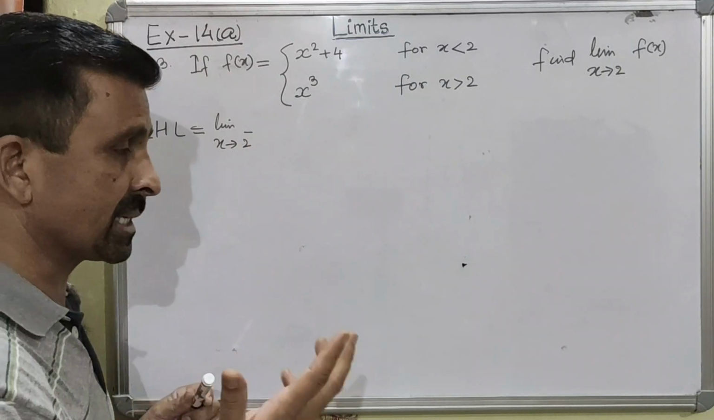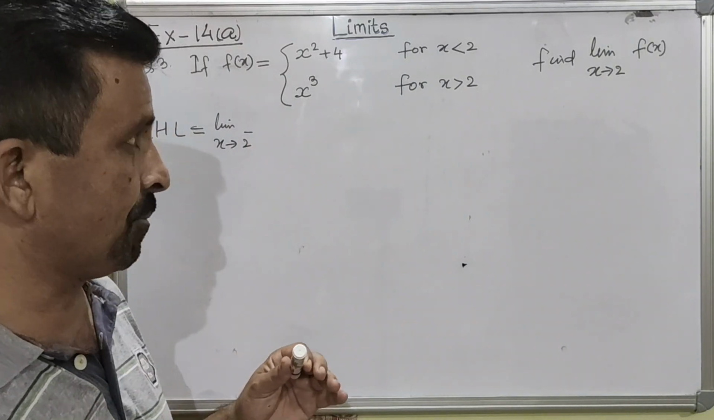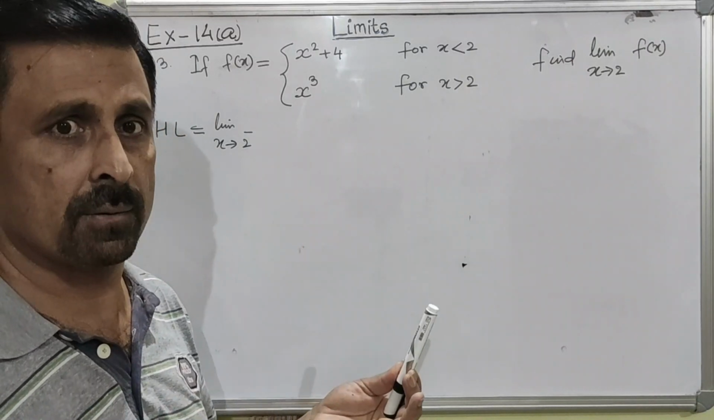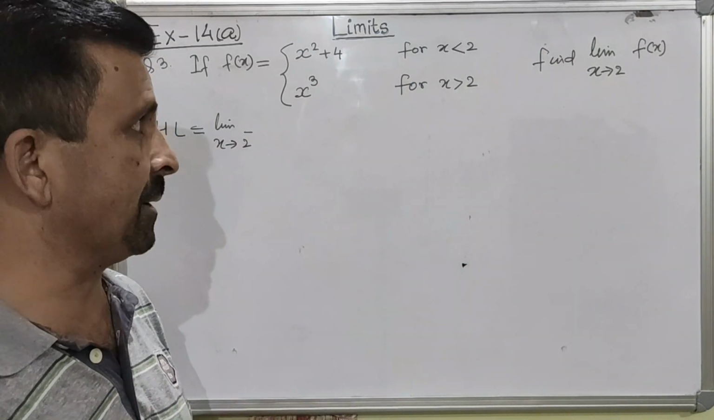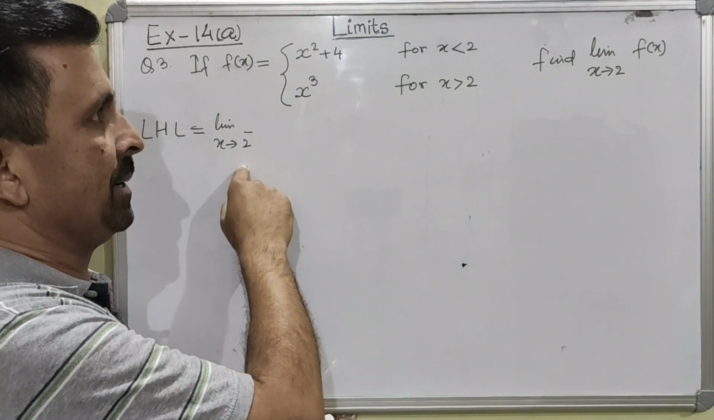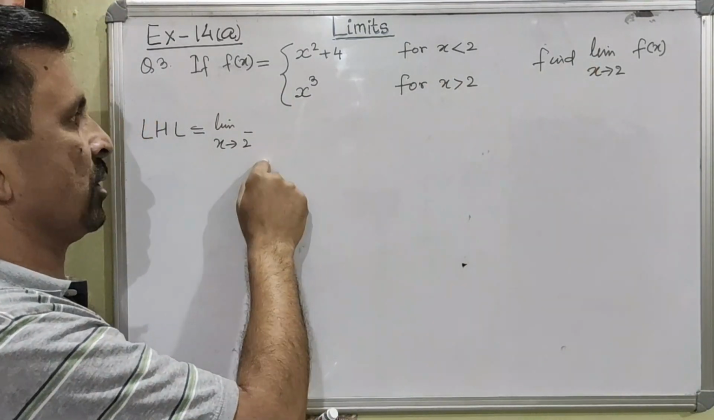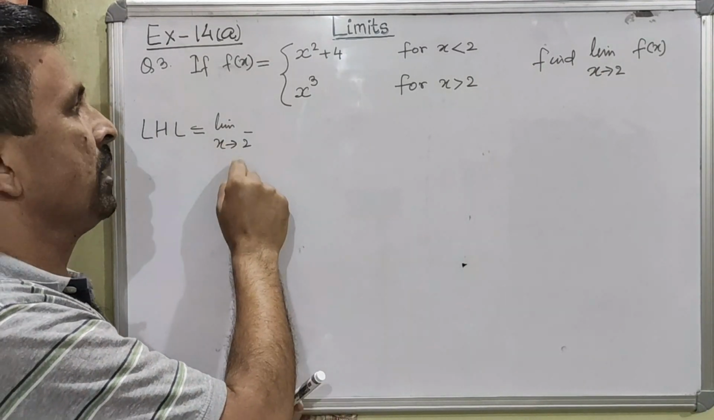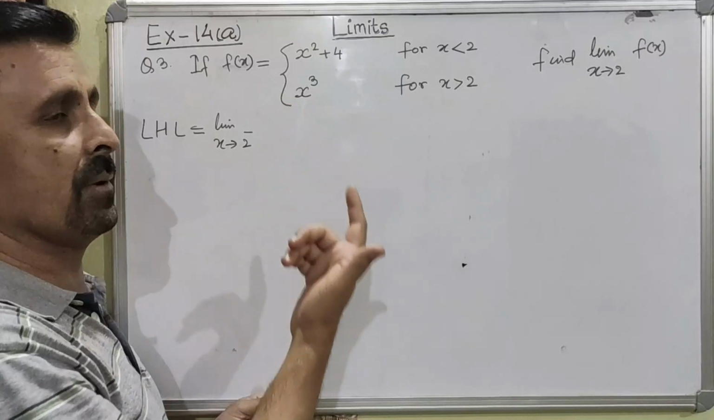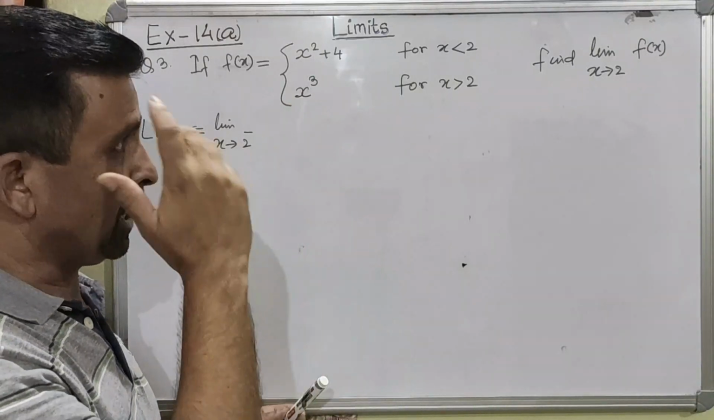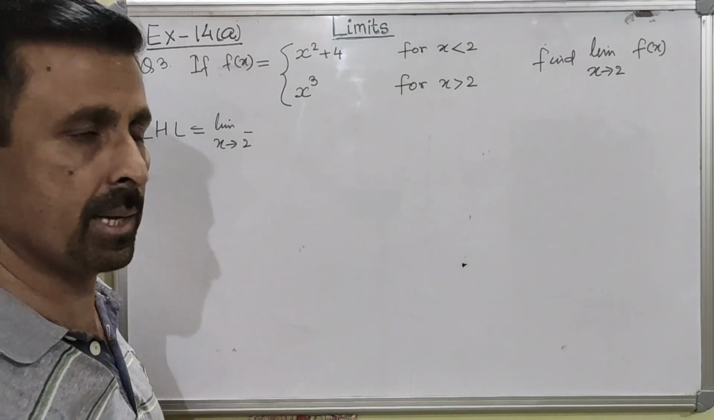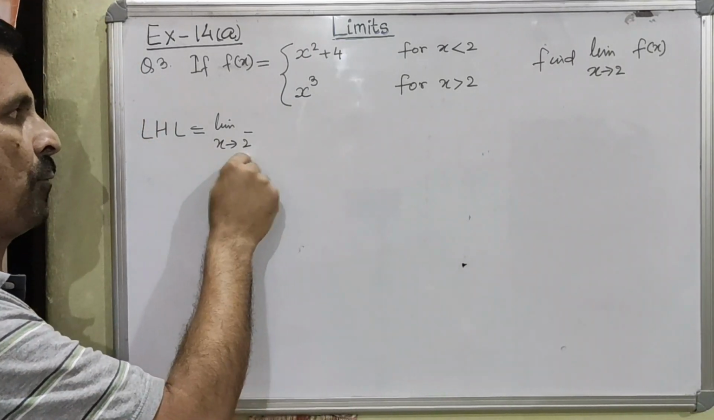This is the problem with the multifunctional question. Because now you are going to calculate the left hand limit, whose limit will be calculated? Which function's limit will be calculated? Now we have to learn how to select the correct function.